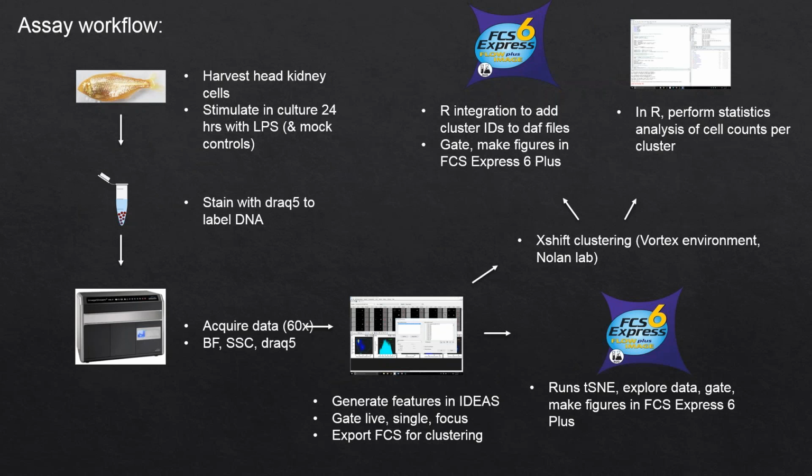Start by getting your samples. In our case, for this mini story, it's the head kidney cells from cave fish or surface fish. And we really have several groups here, several conditions. We either have surface fish or one of two different cave isolates. And then for each of those, we cultured 24 hours either with or without LPS treatment. And then we harvest those cells, stain them with DRAQ5 to label DNA, run them on the ImageStream, get bright field, side scatter, and DNA channel, and then go straight into IDEAS.